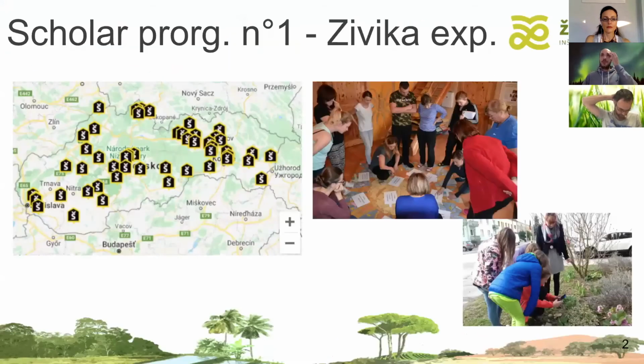The first one was developed by Zivika, an educational environmental NGO working in Slovakia. With their partner in Czech Republic, they organize two biodiversity monitoring programs at the national scale in their respective countries. On the left side, you can see the map of the country, and each black icon illustrates a school that joined the program. What they did was train a group of people in each school.